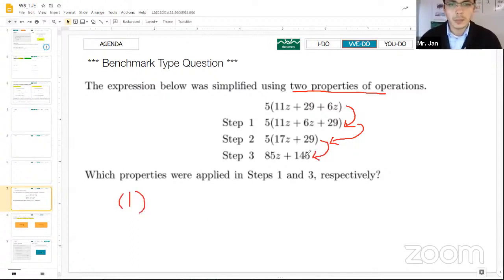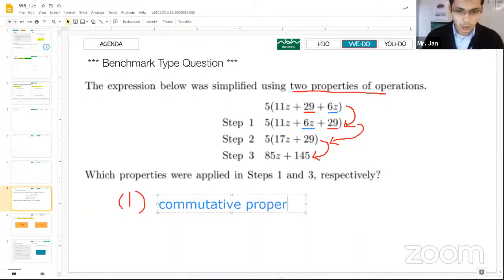I'm going to put 1 inside of parentheses. When somebody wrote from this line to the second line, if you pay attention closely, they switched the order of 29 and 6. Hold on, let me use a different color. 29 is red, and the 6Z is this one, right here. So they switched the order. Switching the order means what? If you remember, switching order doesn't change the result, and we called it the commutative property. So step 1 is the commutative property.